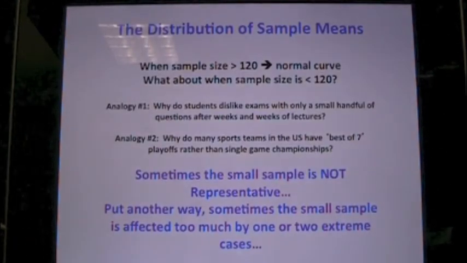So when the sample size is greater than 120 or greater than 130, the normal curve pretty much is a good way to model the distribution of sample means. But if we go back to that hypothetical distribution of sample means, if the sample size is less than 120, it's not a normal curve anymore.